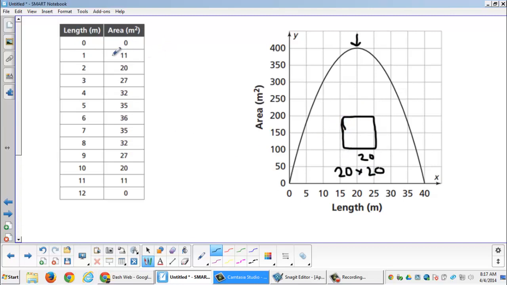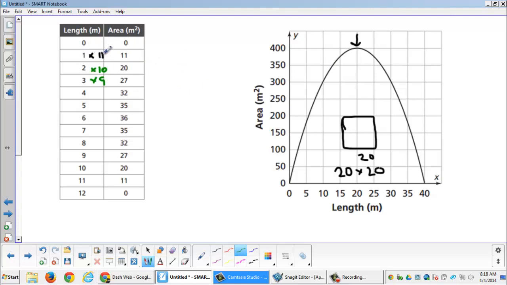When we came over here, we could see that when we identified things on our table, 1 times something gave us 11. So we knew that this had to be 11. So we knew that we had a 1 by 11 rectangle. 2 by 10 would give us 20. 3 by 9 would give us 27. So we were able to look at both a table and a graph to look at what type of rectangles we had with the fixed perimeters.